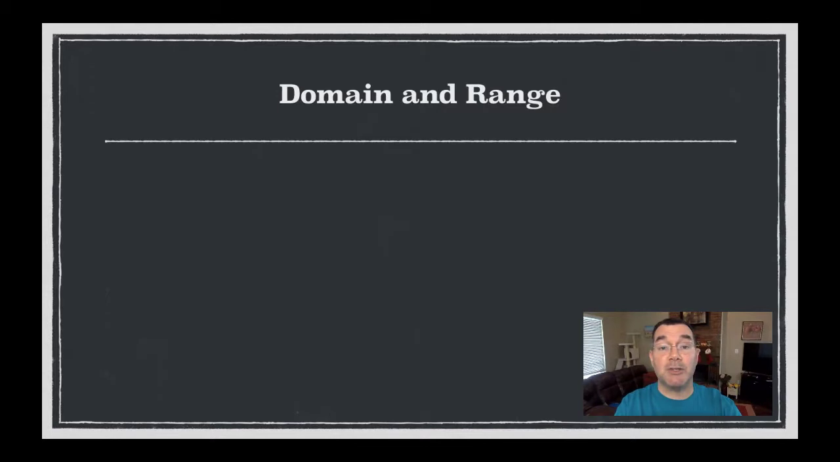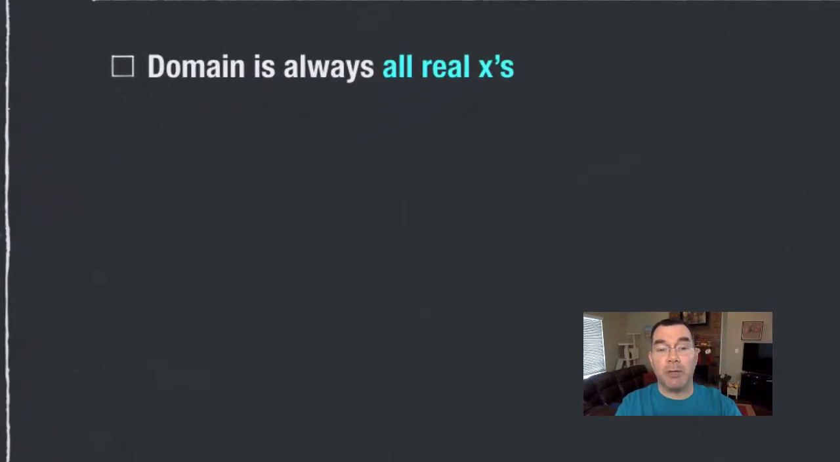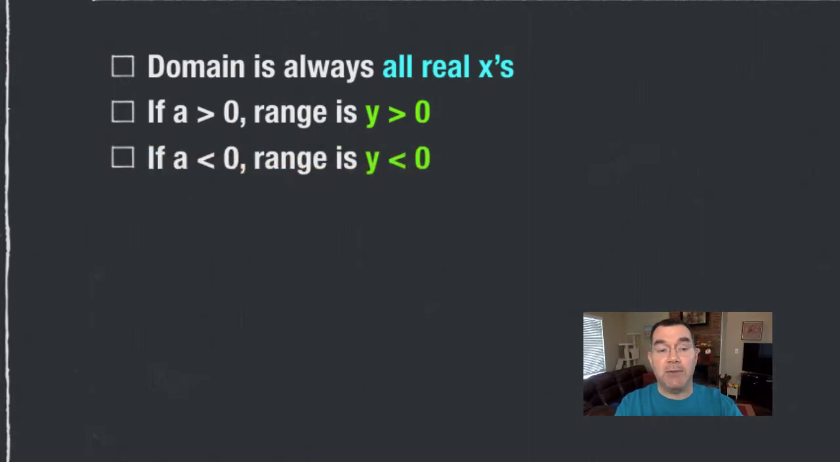All right, now let's talk about the domain and range of exponential functions. The domain is always going to be all real x's because I can plug any real number into that function and get an output for it. All right, but the range is going to change depending on the value of a. So if you have an a value that is greater than 0, then your range is going to be all y's that are greater than 0. And if you have an a value that is less than 0, then the range, again, is going to change, and it's going to take on all y values that are less than 0.